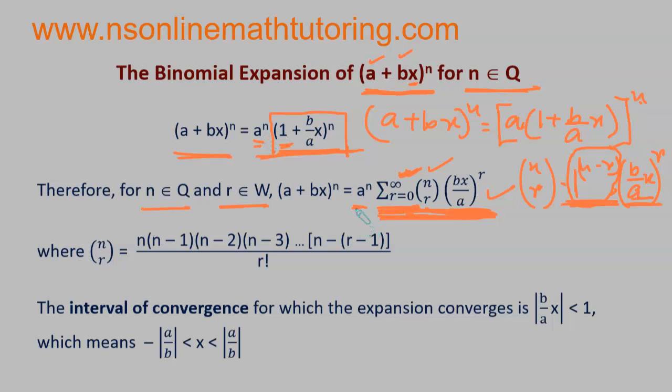So, a raised to the power of n is over here, and we are expanding this part, which gives us this infinite series. r starting value is 0, ending value is infinity, nCr and b over a times x raised to the power of r. And nCr is this, the denominator is r factorial, the numerator starting value is n, it goes on decreasing, and what is the last factor? We come to the last factor when r minus 1 gets subtracted from n.